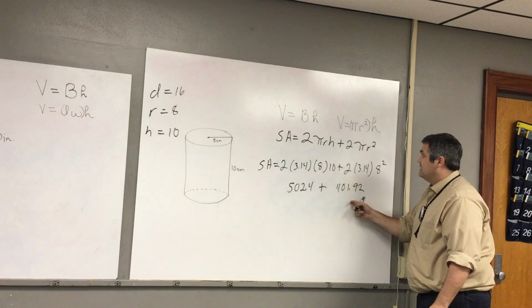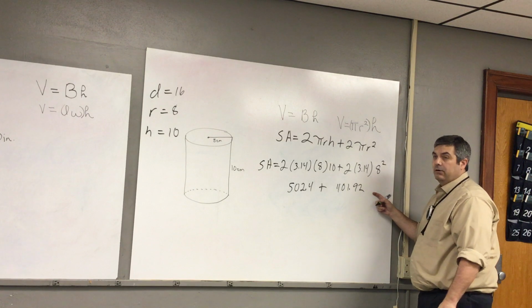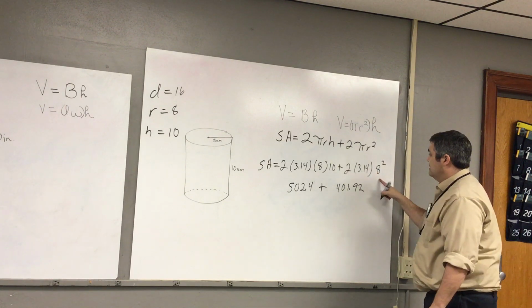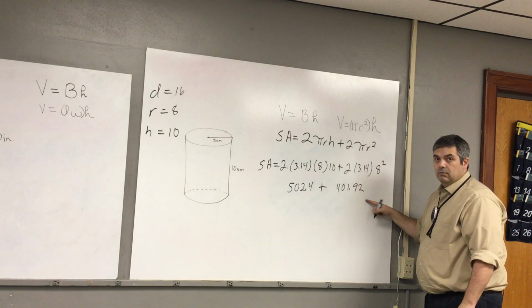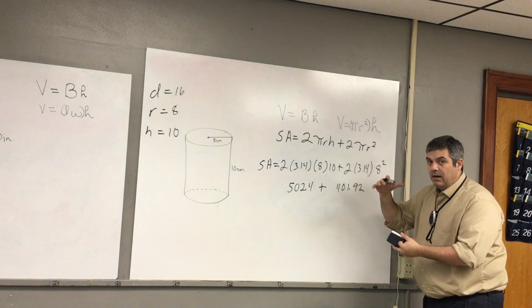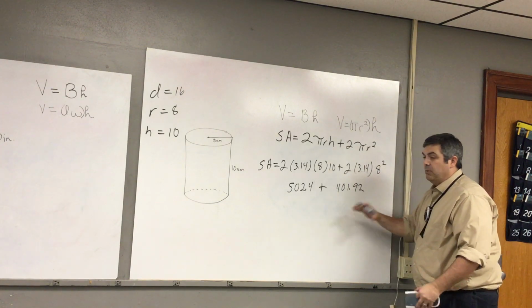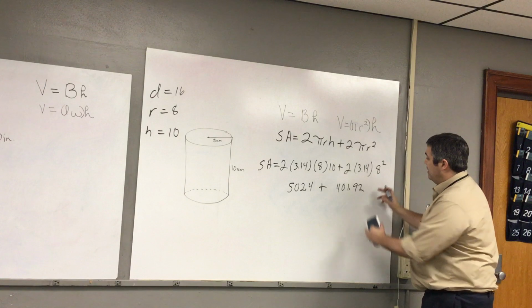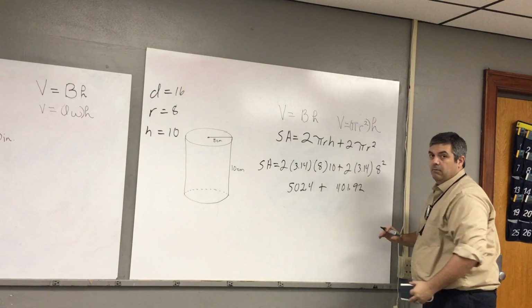This is not my base area, this is my 2 base area. That's this times that, okay? So this is both my bases combined, all right? This would not just be my base area. In order to find that, I would have just done this part right here, okay?